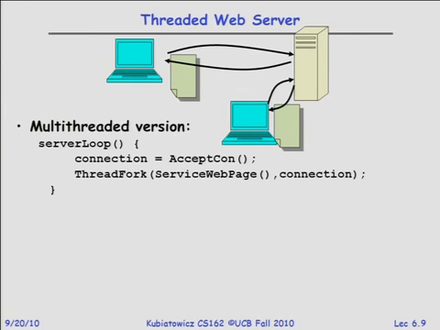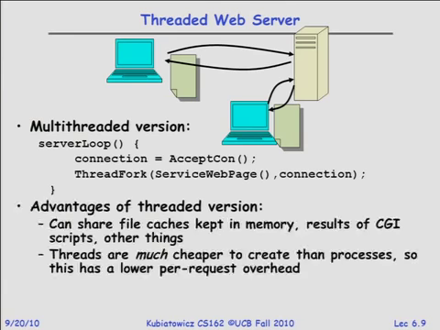Okay. Now, the advantage of this threaded version is you can share files. So by the way, these are threads in a process, right? So the process has the address space. Multiple threads can share the files. Maybe the results of CGI scripts can be cached if you're careful. That's a little tricky to do correctly. And threads are much cheaper to create than processes, so probably you'd want to use threads here. You wouldn't want to be creating a new process for every incoming connection. Although, by the way, early web servers did that, but that's very expensive.